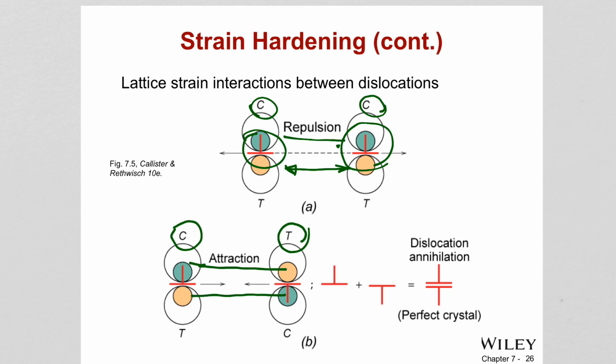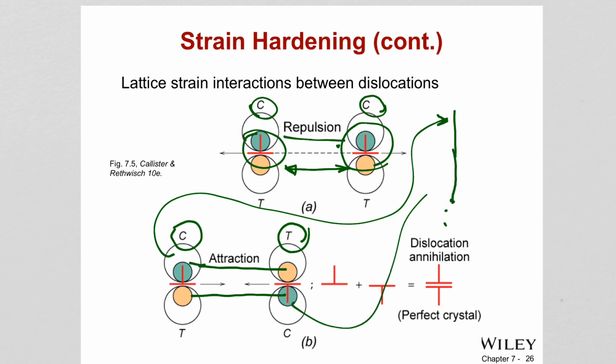Think about it: there is an extra half plane of atoms coming from that one, and there is another extra half plane of atoms coming from this one. So what happened? You reached a perfect crystal. You actually annihilated the effect of the dislocations. There is no defect anymore. You have reached the perfect orientation, perfect crystal structure. This is called dislocation annihilation. Okay, positive and negative edge dislocations can cancel each other.